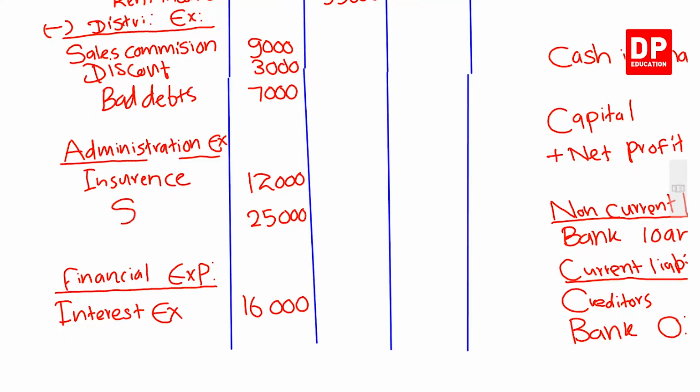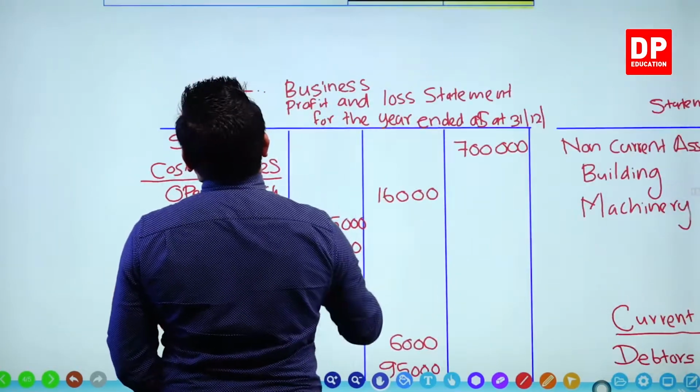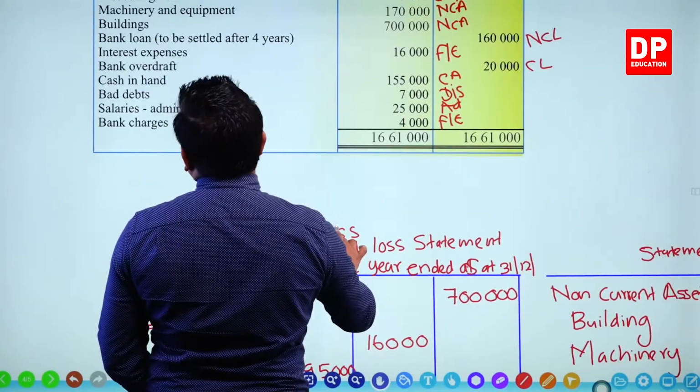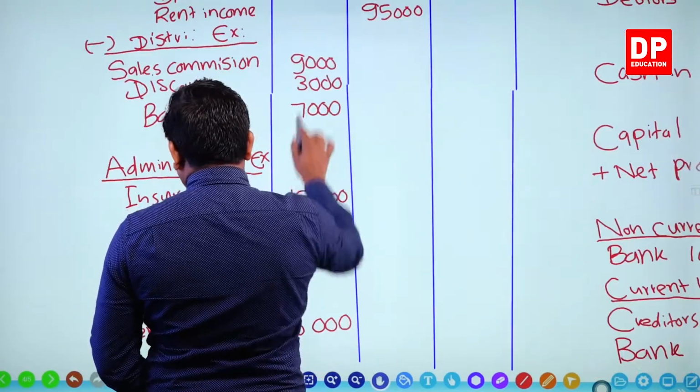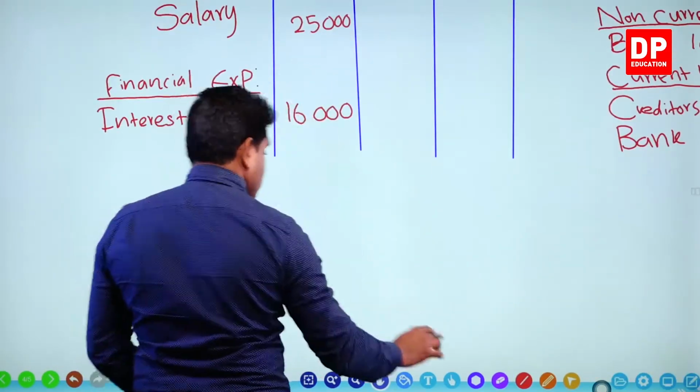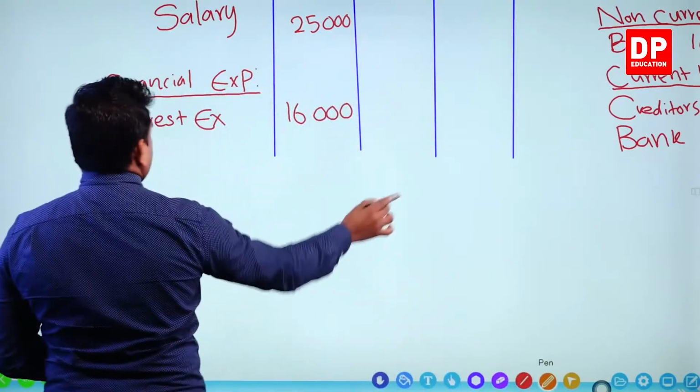Salary 25,000, administration. Only one more we have. We'll check what is that. It is bank charges 4,000.